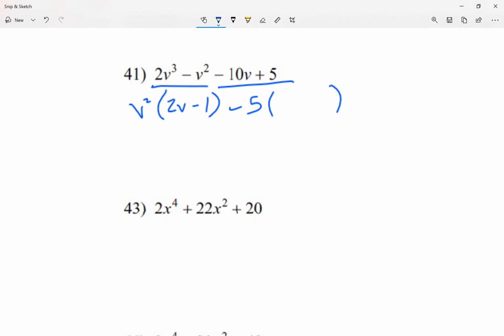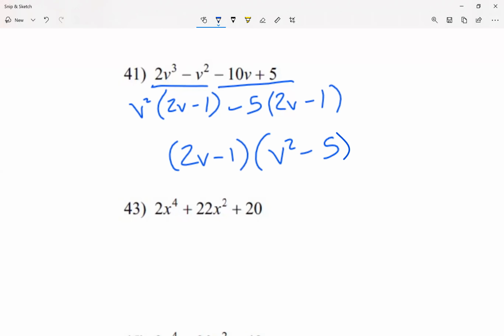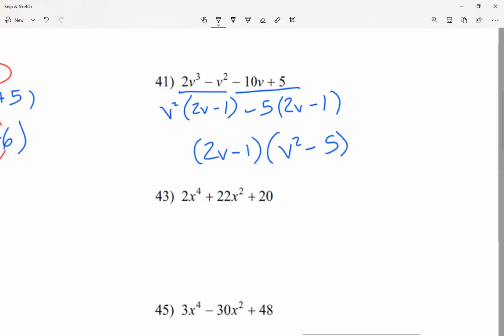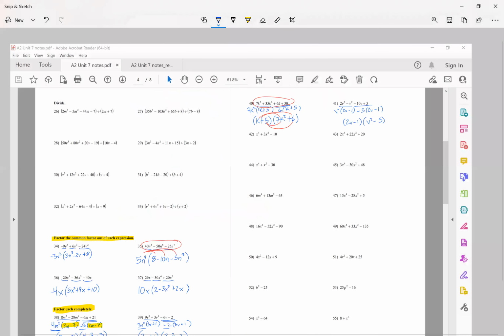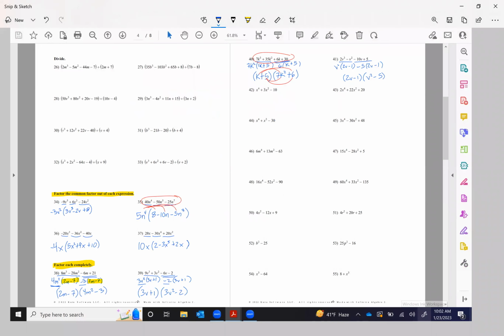Okay, so that's going to give me, see, -10 divided by -5 is positive 2v. Positive 5 divided by -5 is a -1. My parentheses do match. So 2v minus 1. And my other parentheses will be v squared minus 5. Okay, that's what we did today.